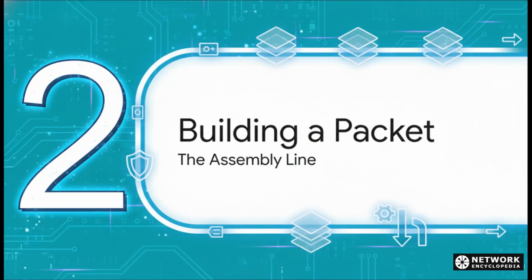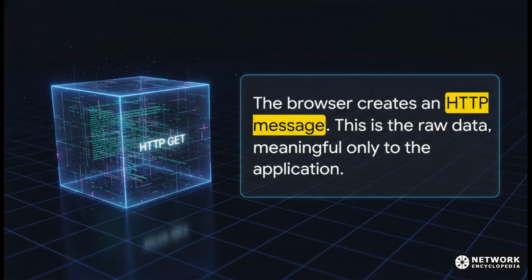All right, so let's see this in action. We're going to follow a simple web request as it moves down this digital assembly line, getting all its wrappers put on one station at a time. So it all kicks off right here. Our browser creates an HTTP message, let's say a GET request to fetch a website. At this point, it's just our raw data. This is the gift before it's been put into any of the boxes.